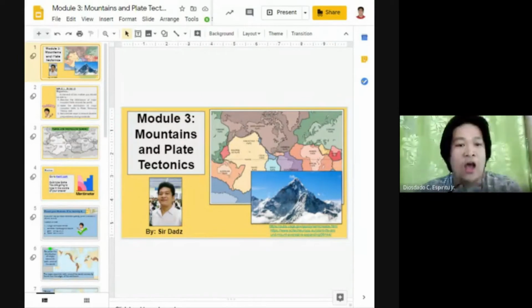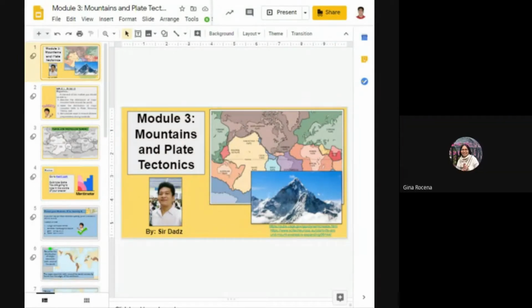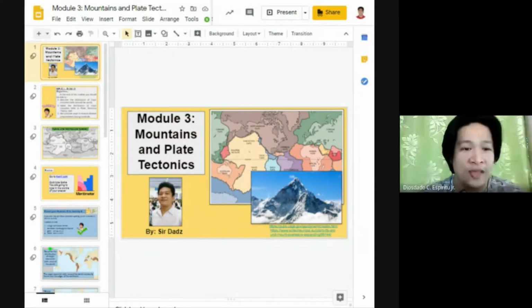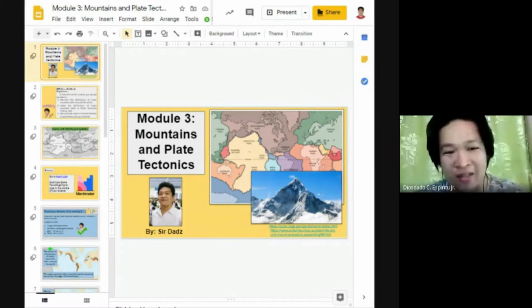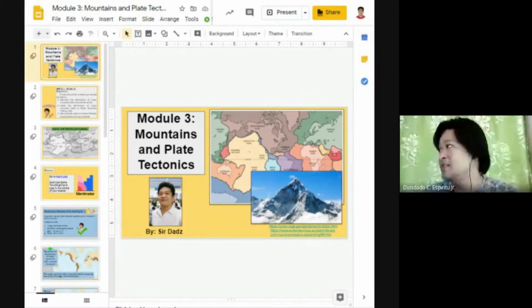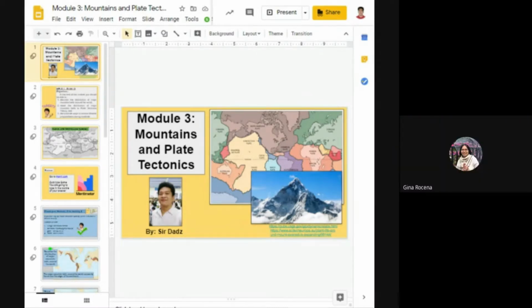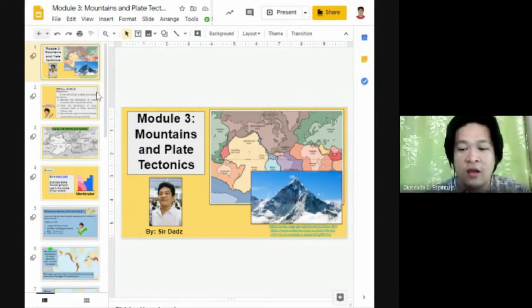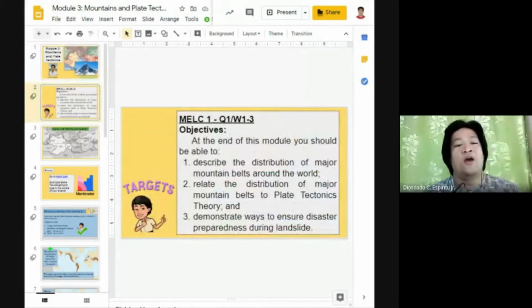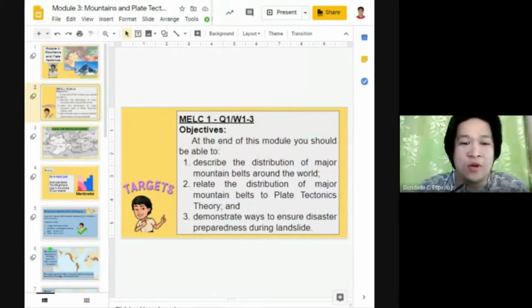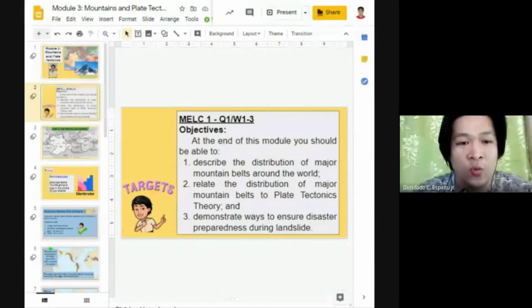Okay, so our topic will be, as I have just said, module 3. The title will be Mountains and Plate Tectonics. This is in line with our most essential learning competency number 1 for quarter 1, week 3.